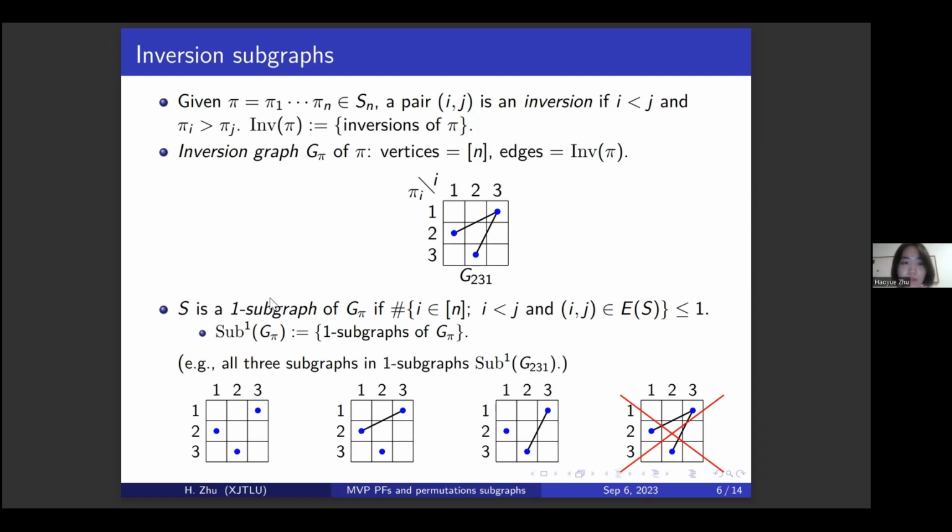And here is another definition, which is one subgraph of the G pi. It means in the inversion graph, we require each vertex to have at most one left edge. In the left graph, you can find there are no vertices having any left edges. In the second graph, only the vertex 3 in column 3 has one left edge. And in the third graph, also the vertex in column 3 has one left edge. So all these three are subgraphs belonging to the one subgraphs when G pi equals G231. And on the right-hand side, this graph is not a one subgraph because the vertex in column 3 has two left edges. But our requirement is that any vertex has at most one left edge, so this graph is not allowed.